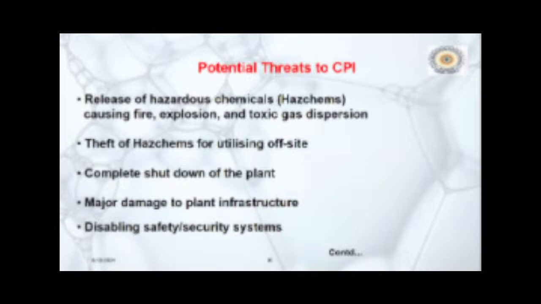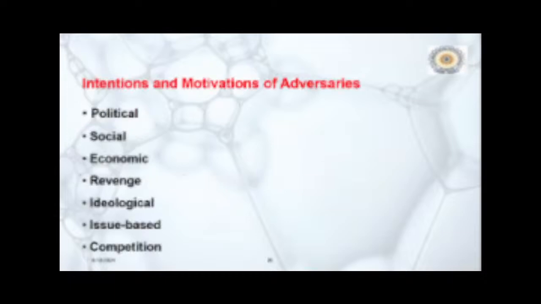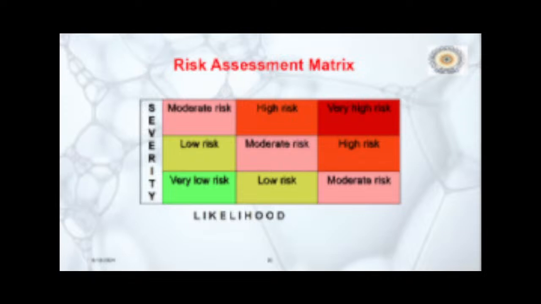What can go wrong? We all know that, sort of self-explanatory. So this is the scope of what could go wrong. These could be the intention and motivation of adversaries. Many people focus their research on these aspects. I don't work on this, so I'm just reading it out.